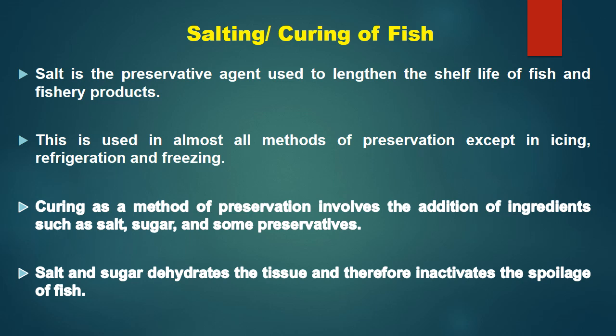So curing is a method of preservation which involves addition of other ingredients such as sugar, some phosphates and some other preservatives. Salt and sugar dehydrate the tissue and therefore inactivate the spoilage of fish, which I have already mentioned. By drawing the moisture out, it increases the osmotic pressure and it is a hindrance for microbial growth, and it also reduces the water activity and thereby the microbes cannot grow.